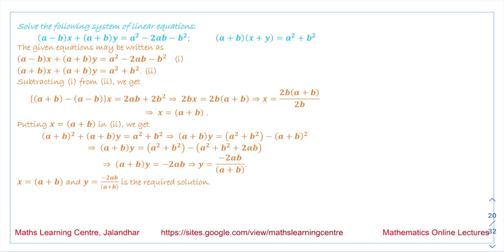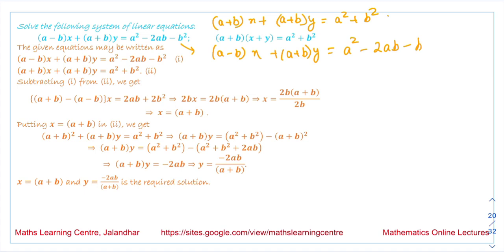Now if we write this second equation, it is of the form (a plus b) into x, (a plus b) into y is equal to a square plus b square. And this equation we are saying it is (a minus b) into x, (a plus b) into y, that is a square minus 2ab minus b square. So if we look at these two terms over here, both these terms are same. So we are going to subtract these two equations.